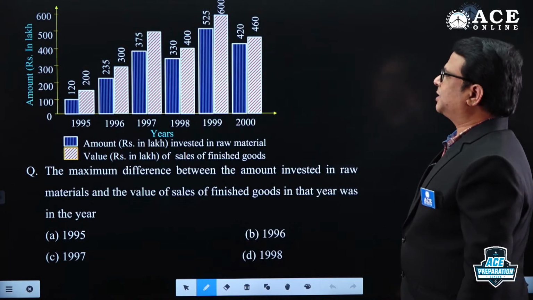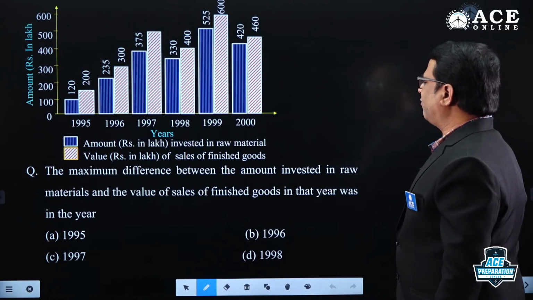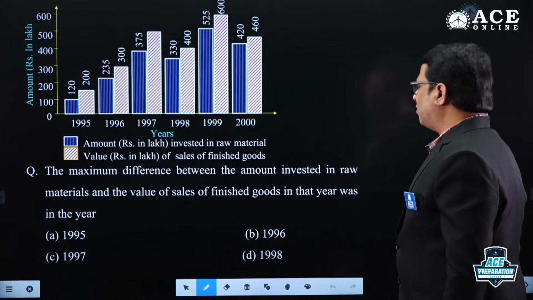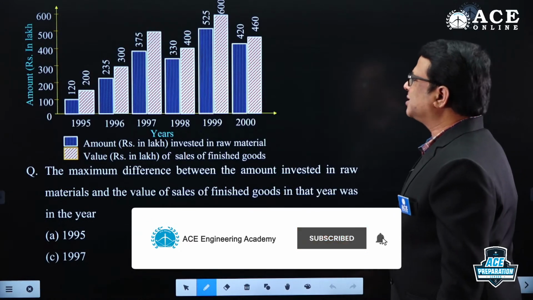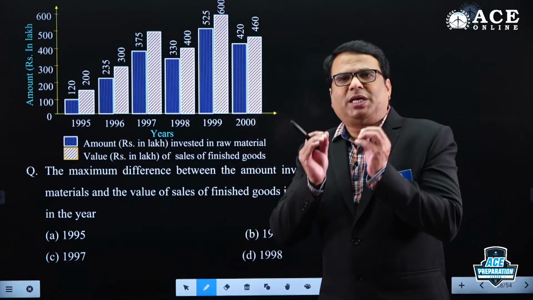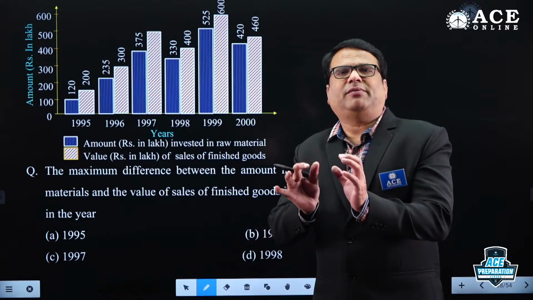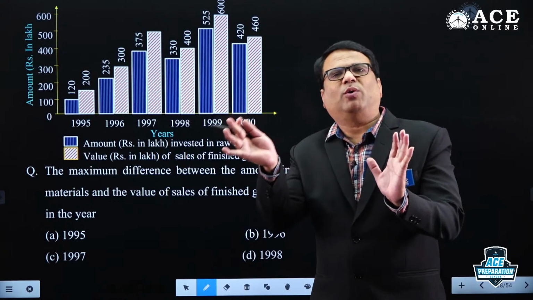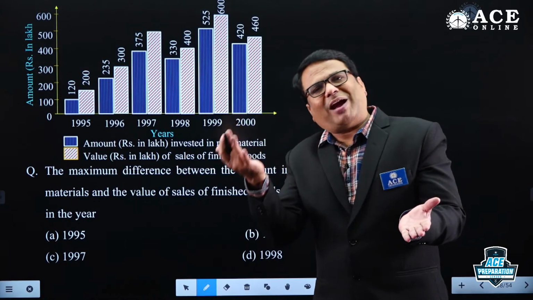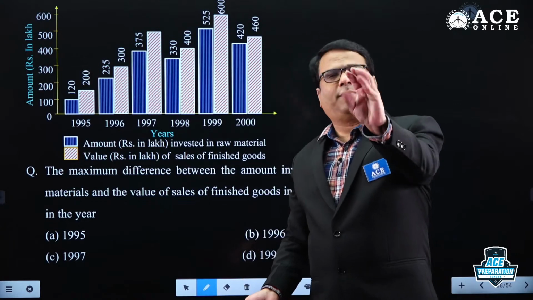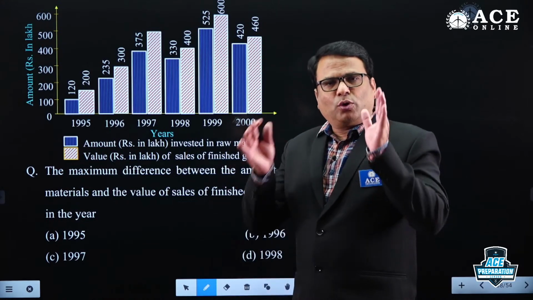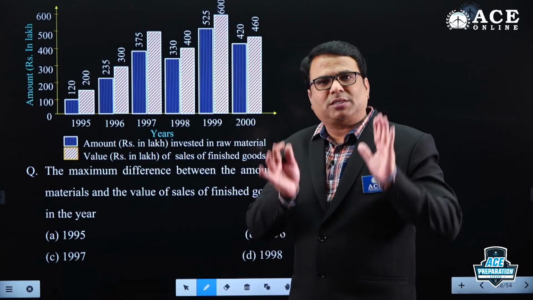Now, the next question. The maximum difference between the amount invested in raw materials and the value of sales of finished goods in that year was in the year dash. Do you understand the question here? In which year the difference between raw materials and value of finished goods is maximum? Now don't do the calculations for all the years. Do calculations only for those years given in the choice.